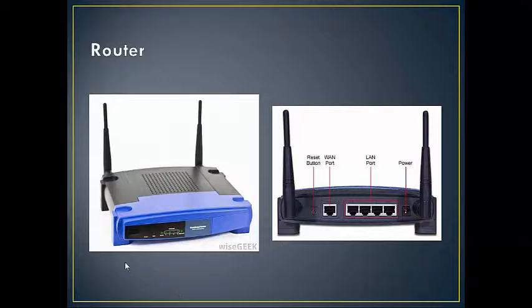Alright, let's go over some router basics. Here's your indicator lights. You have your power, you have your antennas. On the back of the router you have the reset button, you have your WAN port, which is going to be your internet or your network, and then your LAN is going to be anything local. This is your local area network, wide area network, and then your power supply.